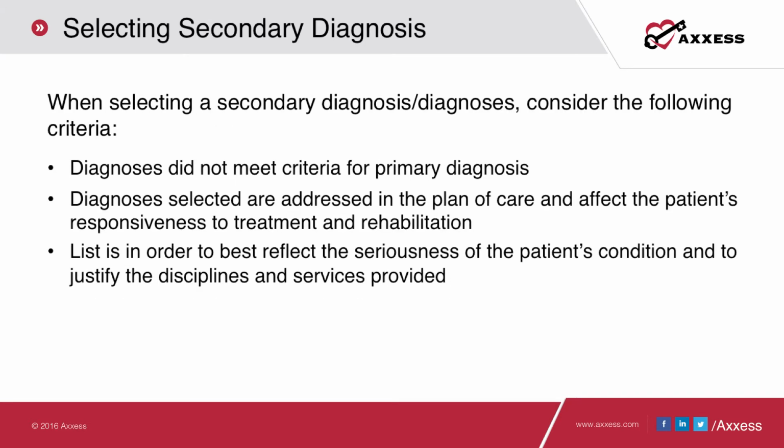When selecting secondary diagnosis or diagnoses, consider the following criteria. The codes that are in the secondary positions are diagnoses that did not meet criteria for primary diagnosis. They're the diagnoses that are also addressed in the plan of care, and they may affect that patient's responsiveness to treatment and rehabilitation. You may have multiple secondary diagnoses, and if that's the case, you're going to list those in the order that best reflects the seriousness of the patient's condition and to justify the disciplines and the services you're going to provide for that patient.